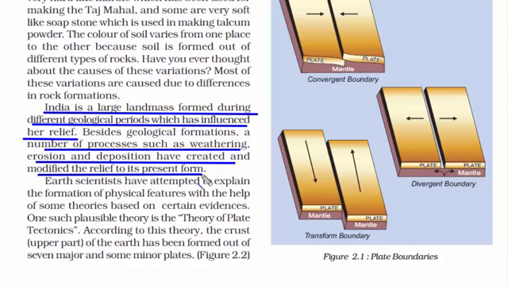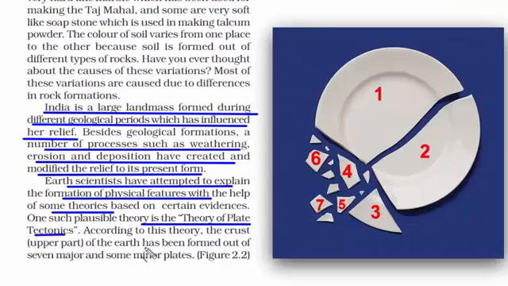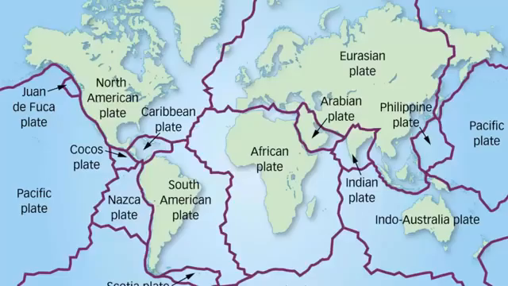But the big question is, how did we humans come to know about it? I mean, we can talk all intellectually, but the base has to be through solid evidence. Therefore, scientists have attempted to explain the formation of physical features with the help of some theories. One such theory is the theory of plate tectonics. So this theory says the crust, that is the upper part of the earth, has been formed out of 7 major and some minor plates.